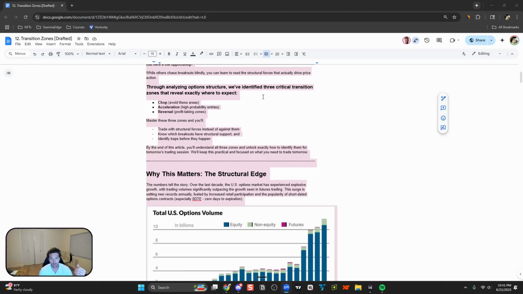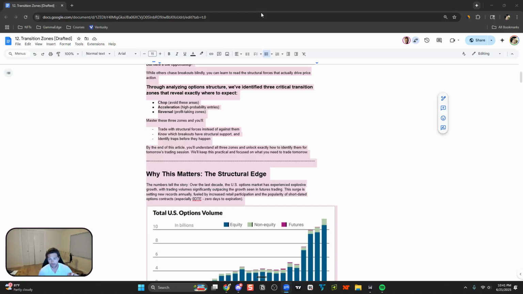Master these 3 zones and you will trade with structural forces instead of against them, know where breakouts have structural support, and identify traps before they happen. So by the end of this article, by the end of this video, you'll understand all 3 of these zones and unlock exactly how to identify them for tomorrow's trading session.